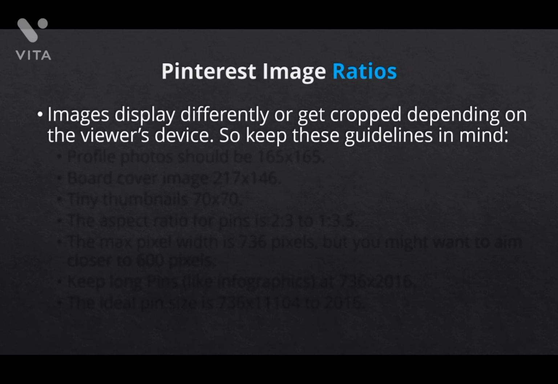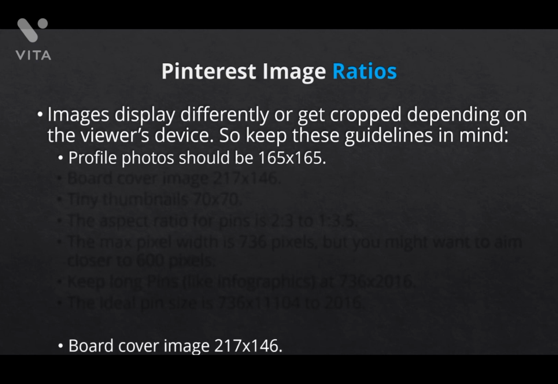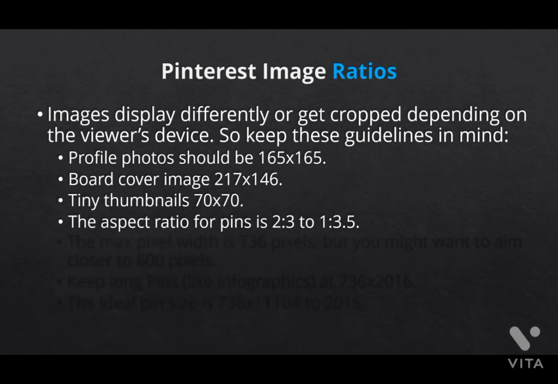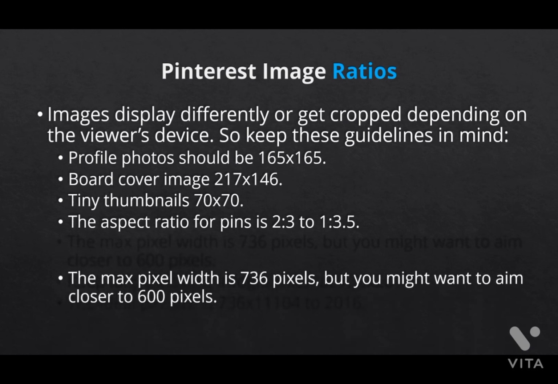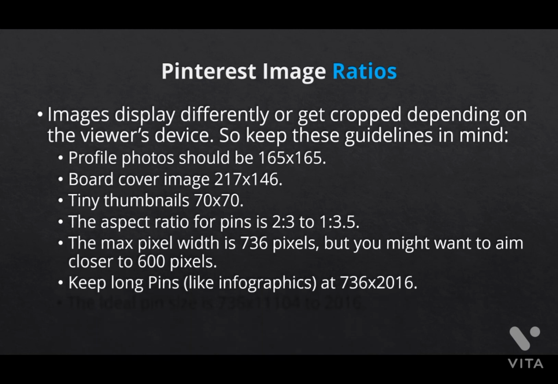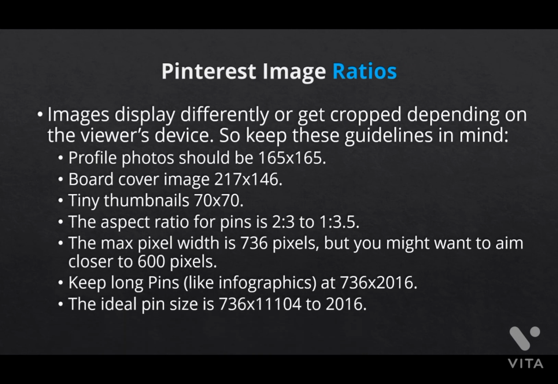Profile photos should be 165 by 165. Your board cover image, 217 by 146. Tiny thumbnails will be 70 by 70. The aspect ratio for pins is 2 by 3 to 1 by 3.5. The maximum pixel width is 736 pixels, but you might want to aim closer to 600. Keep long pins like infographics at 736 by 2016. The ideal pin size is 736 by 1104 to 2016.